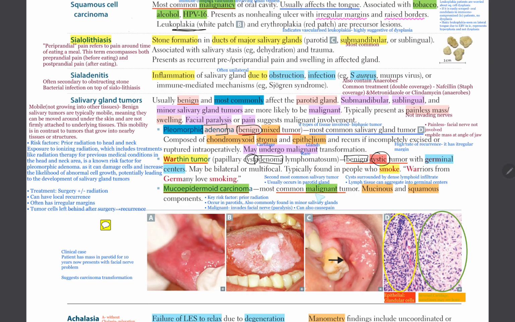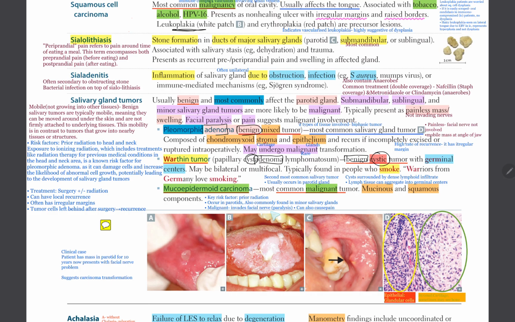So since it is a malignant tumor, obviously it will be firm. It will be firm, and it will be attached to the underlying tissue. And the key risk factor of mucoepidermoid carcinoma is if there is a prior radiation. It can occur in the parotid gland.